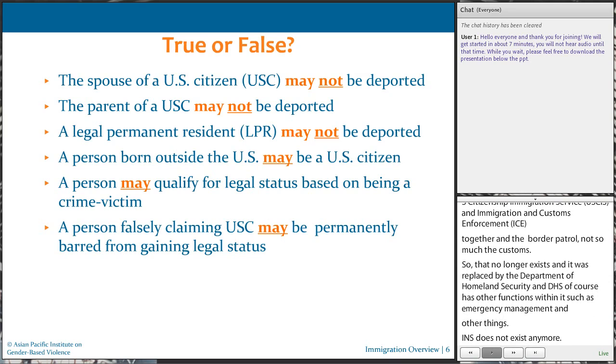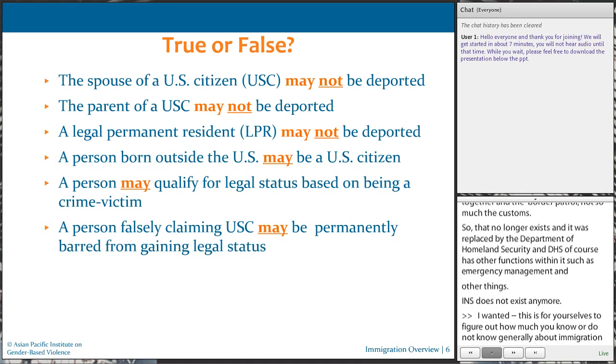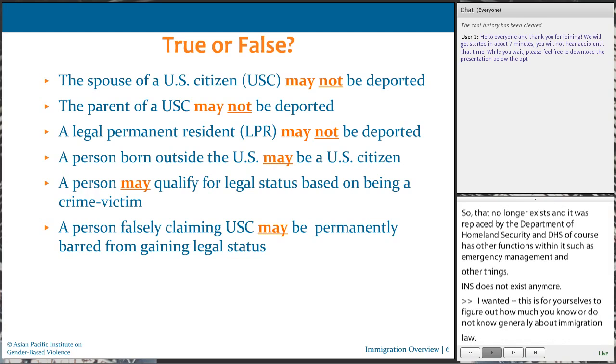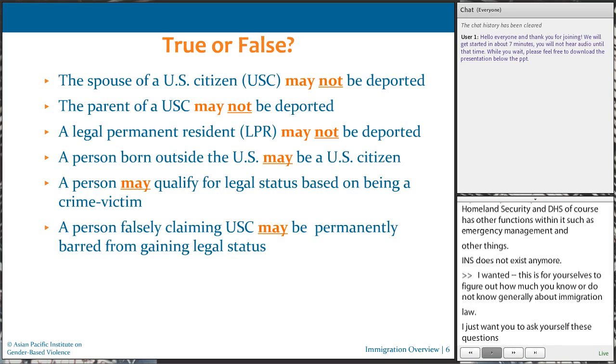So this is for yourselves to figure out how much you know or don't know generally about immigration law. I just want you to ask yourselves these questions, whether they're true or false. And I'll let you know which of these are true or false as we go through.